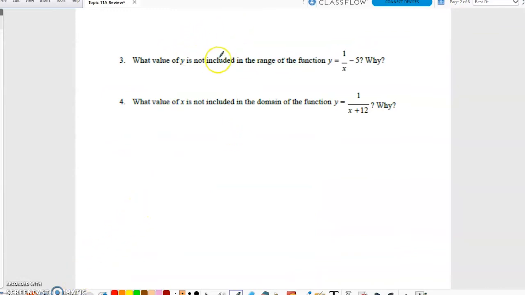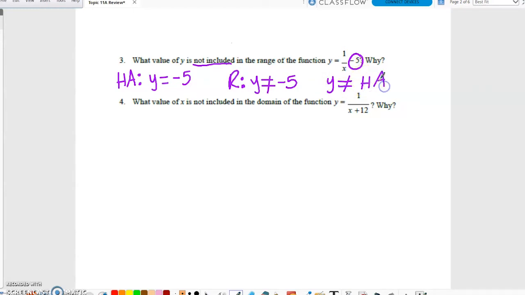Looking at 3 and 4, 3 says what value of y is not included in the range for y equals 1 over x minus 5. So to know what's not included, we need to know where our horizontal asymptote is. That minus 5 tells me the horizontal asymptote is y equals negative 5. So that means for my range, y cannot equal negative 5 because we cannot equal our horizontal asymptote. So y cannot equal your horizontal asymptote.